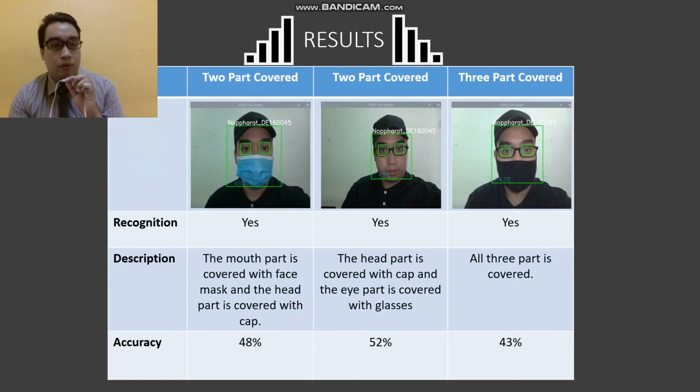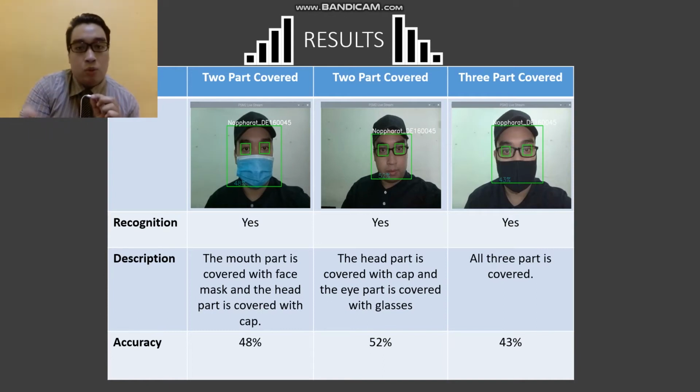Now this one is a continuation from the face covered results: the 2 part covered, and lastly the 3 part covered. The 3 part covered is where I covered all my face, the head, the eyes and the mouth. The accuracy I obtained is at 43%.